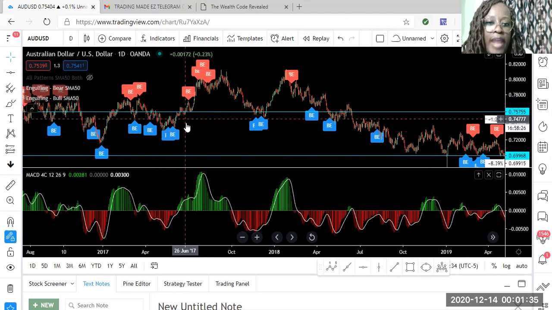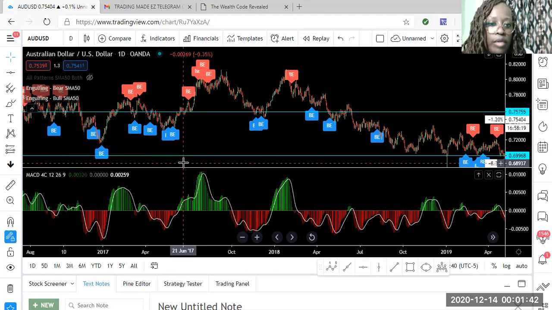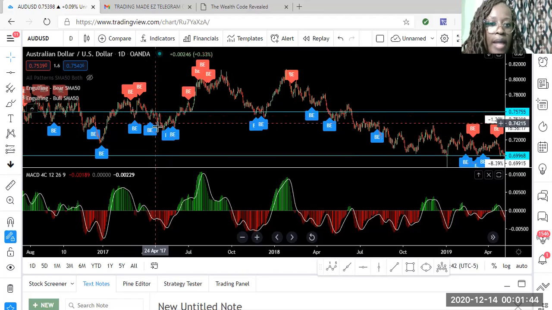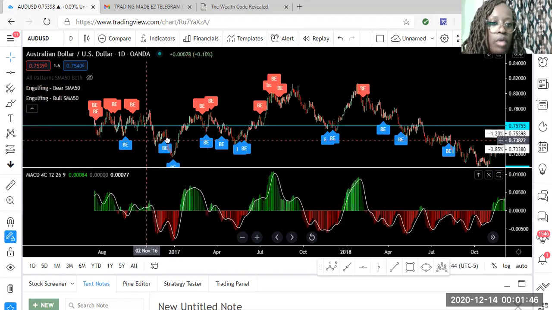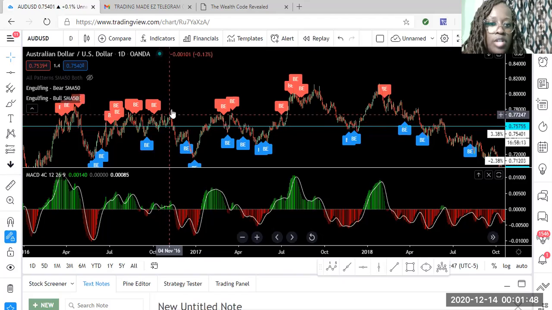I'm looking at the fact that when it touched this line, it reacted. It came down, touched the line, pushed back up. That's what I'm looking for. It came up, touched the line, pushed back down. That's what I'm looking for, right? See right here, same thing: touch, push back up.